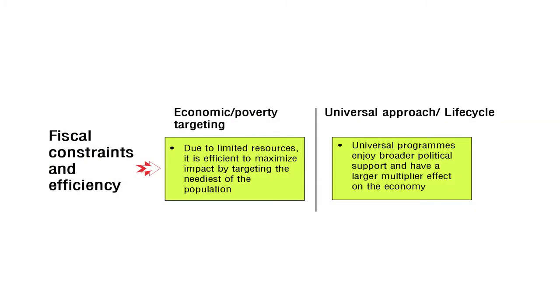Another consideration is on fiscal constraints and efficiency. The proponents of poverty targeting maintain that due to limited resources, it is efficient to maximize impact by targeting the neediest of the population. On the other hand, believers in the life cycle approach feel that universal programs enjoy broader political support and have a larger multiplier effect on the economy.